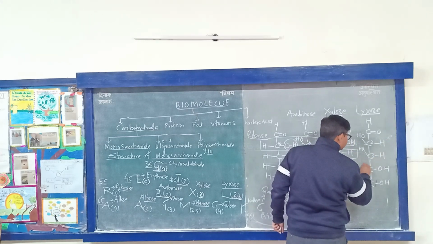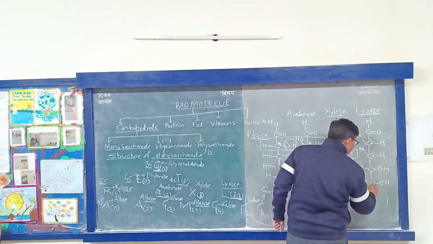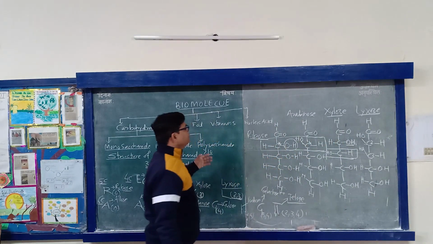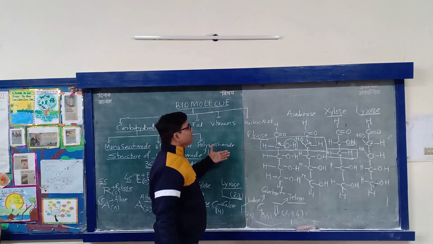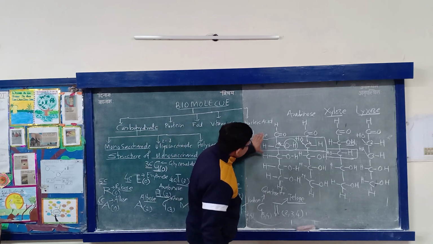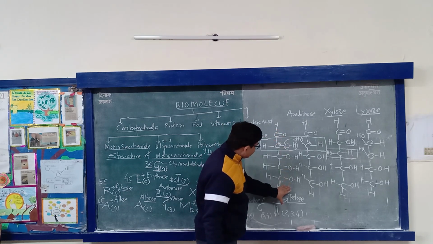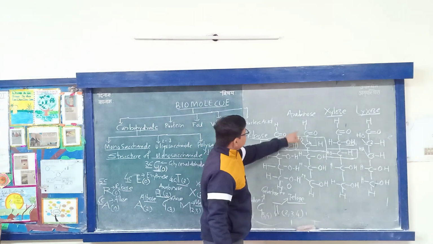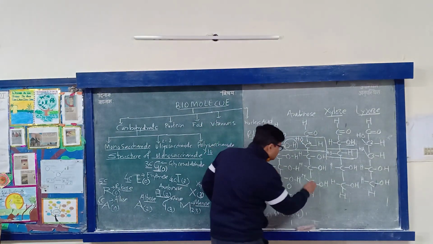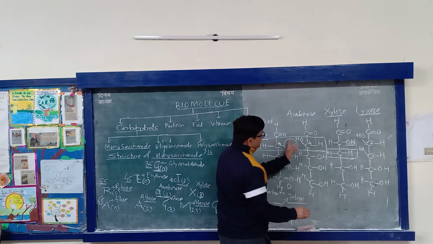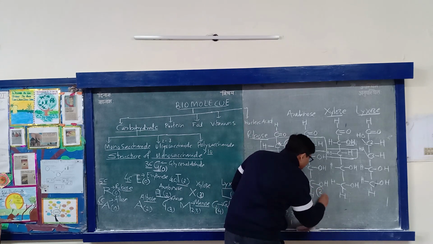So this is hydrogen, this is hydrogen, and this is hydrogen. This is the overall structure of the 5 carbon containing monosaccharides, that is ribose. In this case, all the hydroxy groups are on the right side, so you have to remember 0. In case of arabinose, at carbon number 2, the hydroxy group is on the left side, so you remember 2.